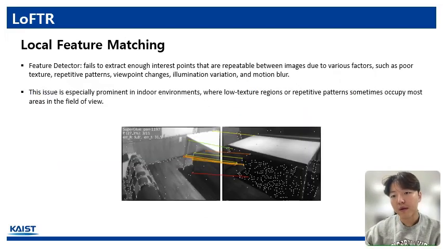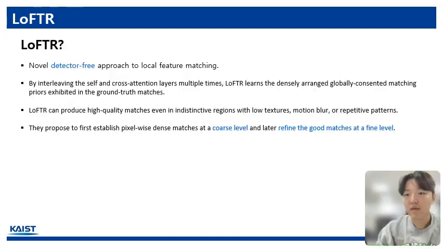However, the problem with feature detectors is that they may not extract enough points of interest that repeat across images due to a variety of factors, including poor texture, repeating patterns, viewpoint changes, illumination changes, and motion blur, and so on. This problem is especially pronounced in areas with low texture or in indoor environments where repeating patterns dominate the field of view. Without repeatable points of interest, it is impossible to find accurate correspondences even with perfect descriptors.